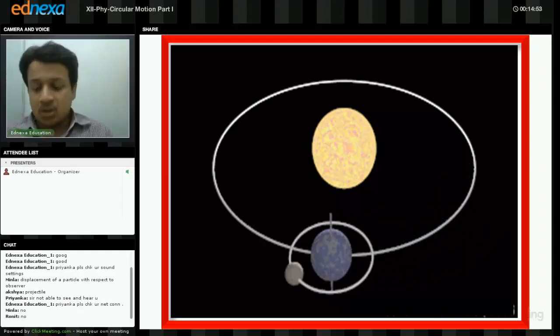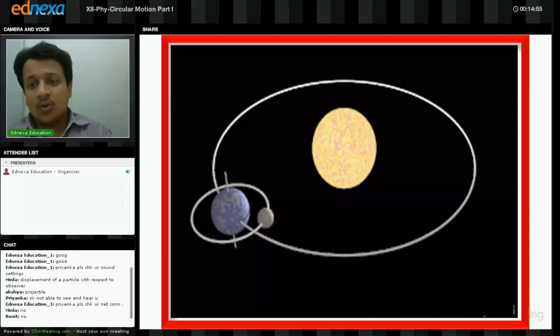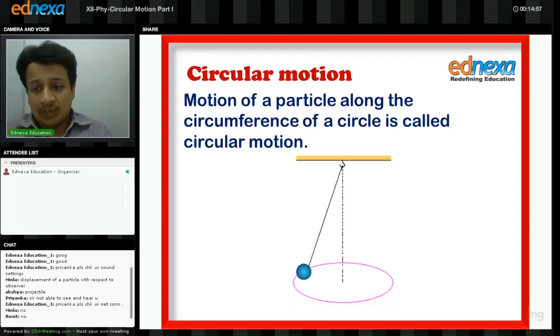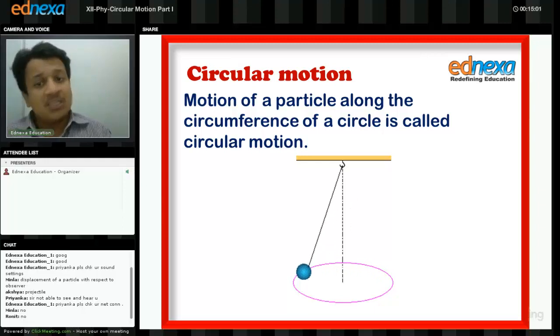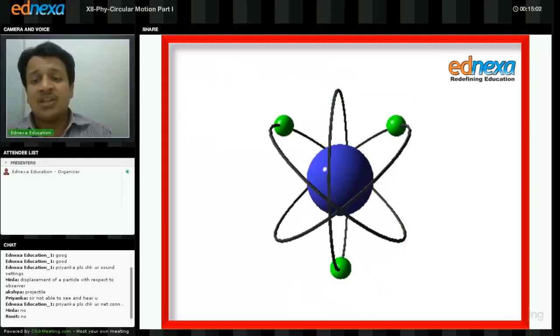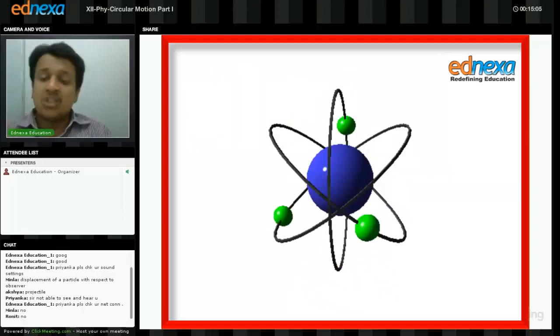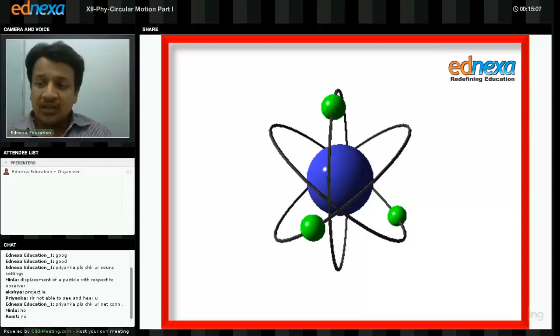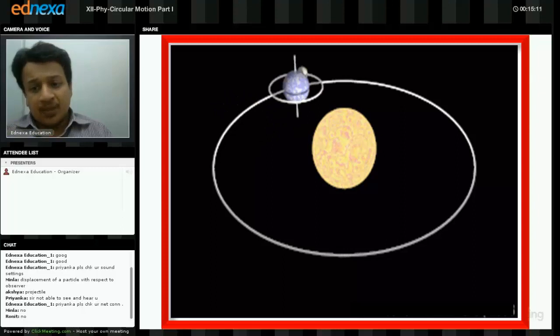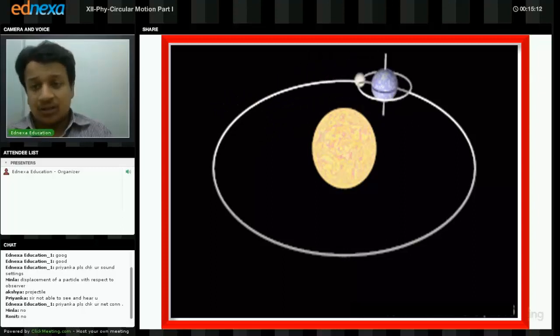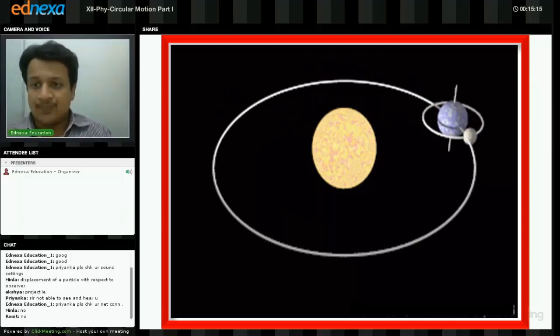Circular motion. So first example we discuss over here, that is ball revolving around circumference of circle like this way, circular motion. Second example we discuss electrons revolving around nucleus, and third one, that is moon revolving around earth is also circular motion.